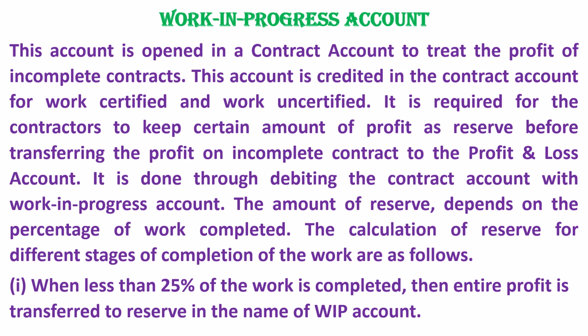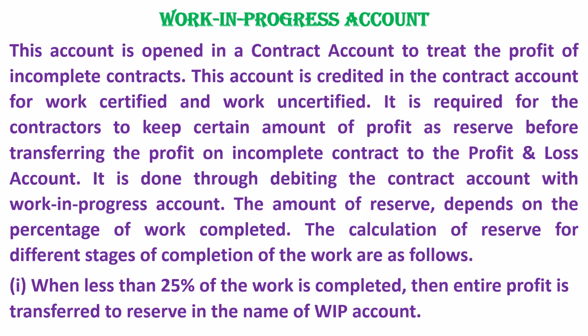Work in progress account. This account is opened in a contract account to treat the profit of incomplete contracts. This account is credited in the contract account for work certified and work uncertified. It is required for the contractors to keep a certain amount of profit as reserve before transferring the profit on incomplete contract to the profit and loss account. It is done through debiting the contract account with work in progress account. The amount of reserve depends on the percentage of work completed.